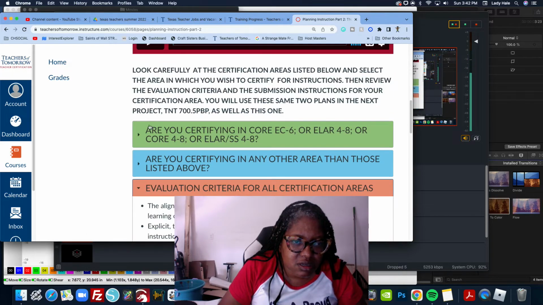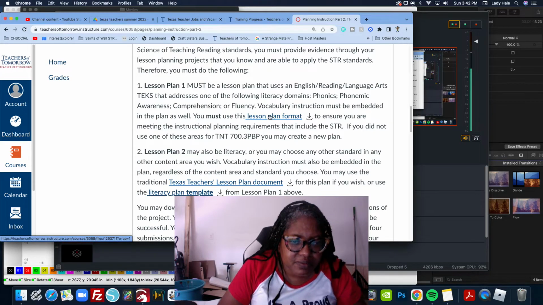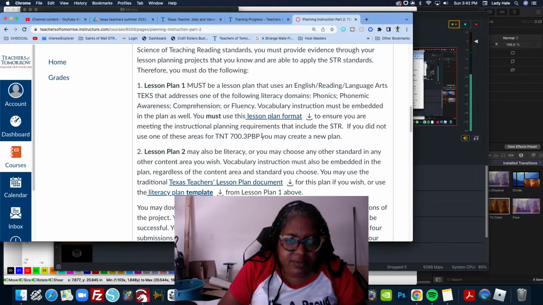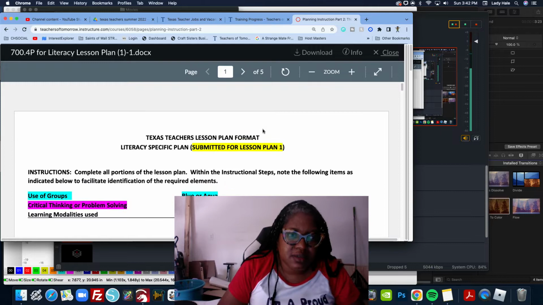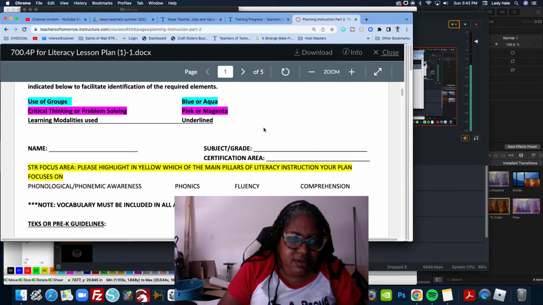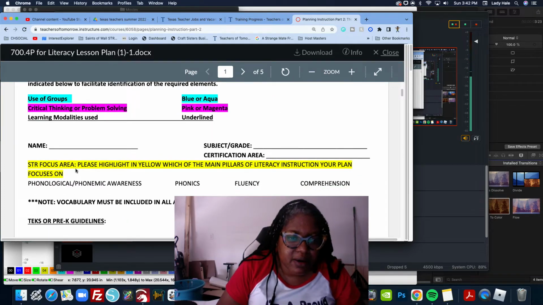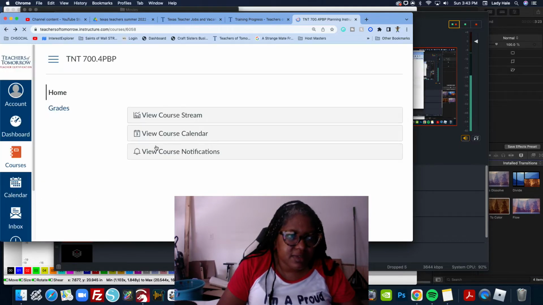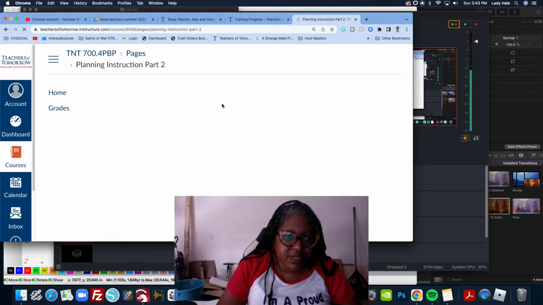It's like a little template. There you go, these are the lesson plan formats. It's lesson plan format 1, lesson plan format 2, so you can download that accordingly. Oh, no, mine doesn't look like that. Whatever your focus is, you're going to do that. Let me find the one that I did, because mine is different. Mine doesn't have the focus on fluency and all that.